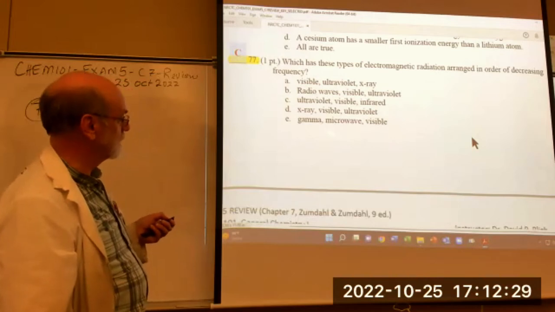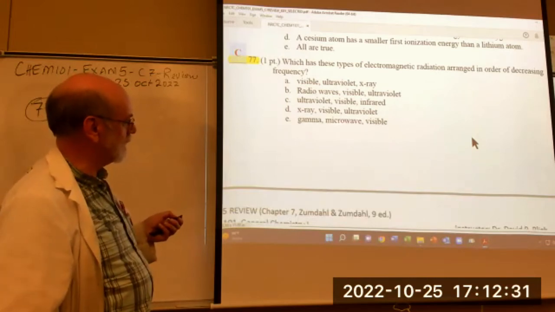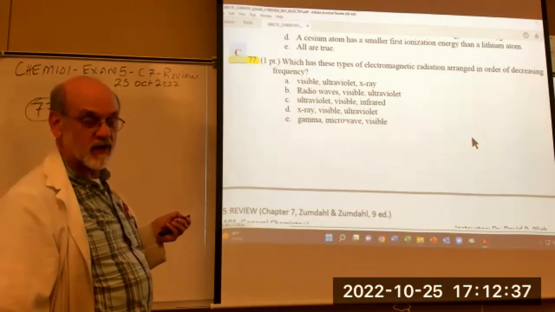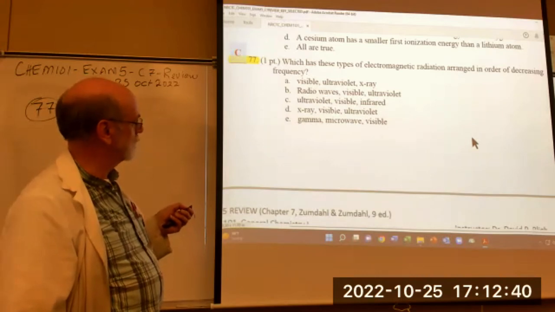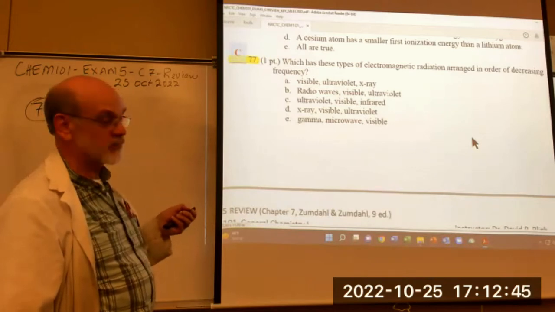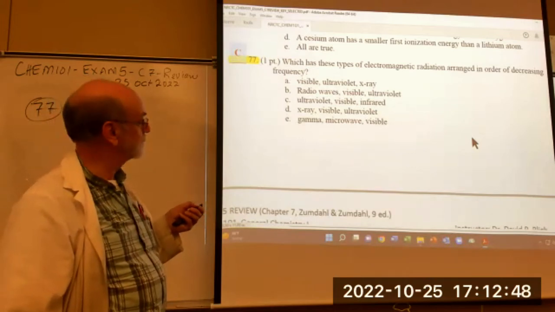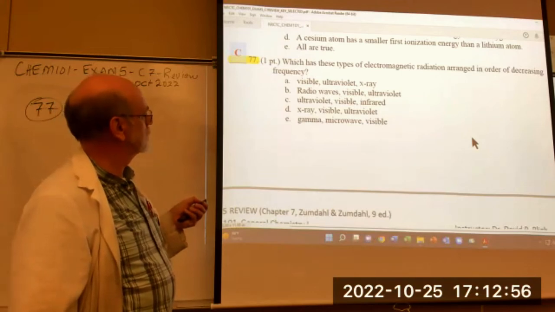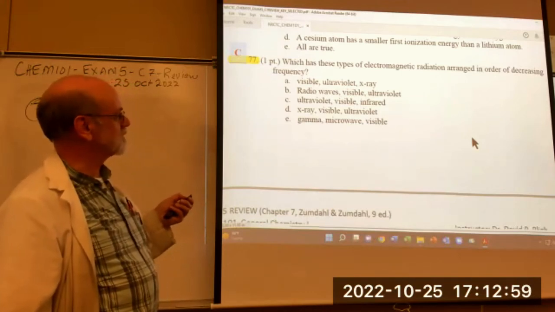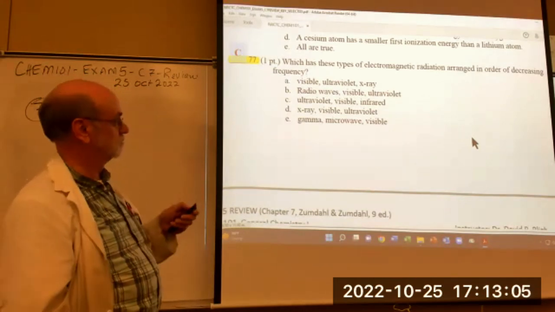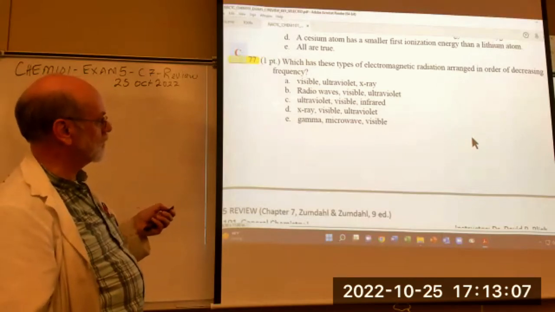If you look at the others, gamma to microwave to visible, visible should be on the other side of microwave. Microwave is the lowest energy in this group. Radio wave is the lowest energy in this group, so it would have the lowest frequency. And X-ray is the highest frequency. So this one is completely opposite order. If you flip it around, that would be acceptable, but not in this case. In this case, C is the only one that fits.